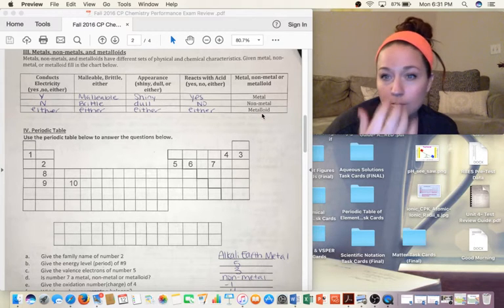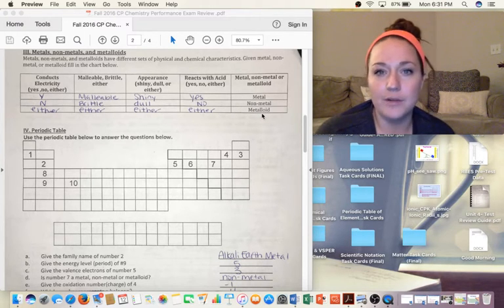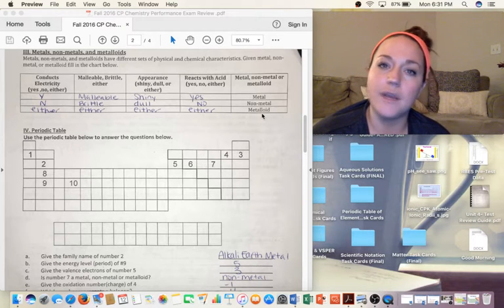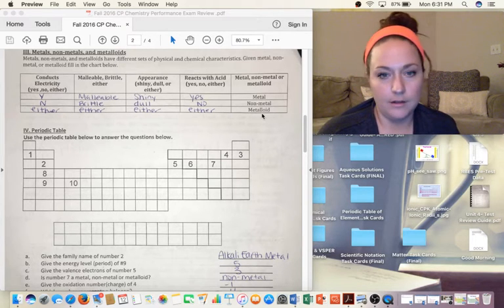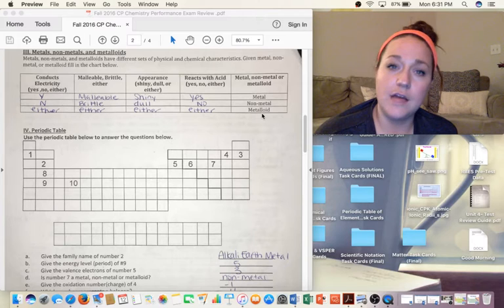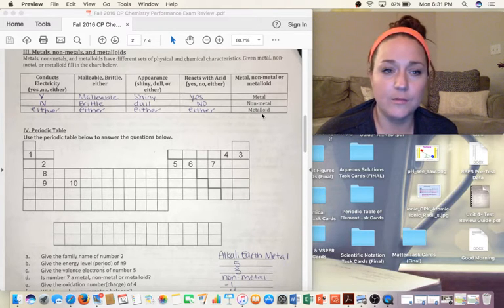Metalloids. Remember that these are the hybrids. These are the mutants of the periodic table. They have a little of metals. They have a little non-metals. They're just made up of both. They're the hybrids.